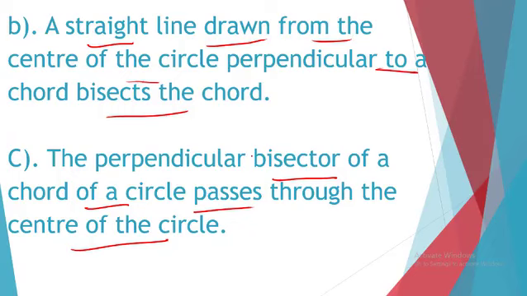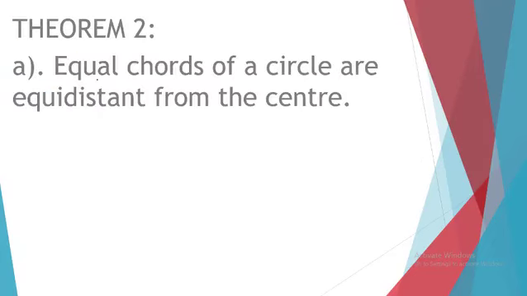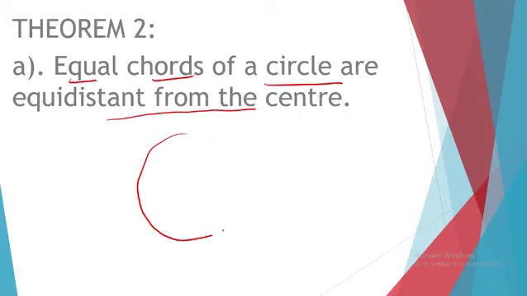So let's go over to the second theorem. Theorem 2 says equal chords of a circle are equidistant from the center. What do we mean? We have our circle, right? And this is our center. Let's call it O, remember?